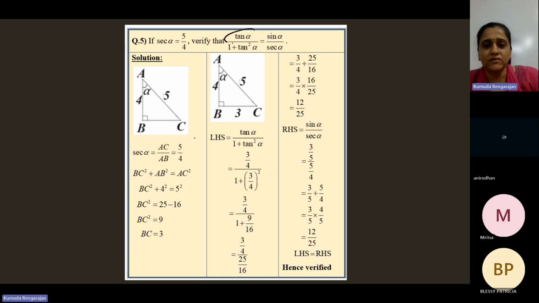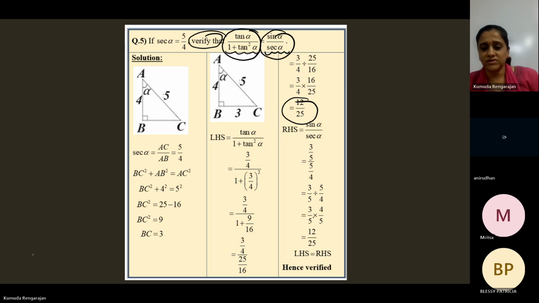Then you should find tan alpha, tan square alpha, and work the LHS. What do you get? 12/25. Then you should find sine alpha by secant alpha, the RHS. See, you get the same thing, 12/25. So LHS is equal to RHS, hence verified. You'll have to verify that this one is equal to this one. Work the LHS, the answer is 12/25. Work the RHS, same thing you get. So hence verified.